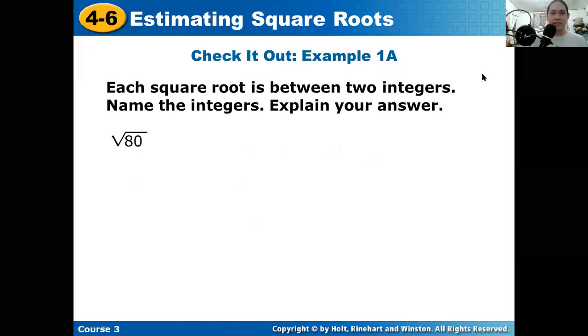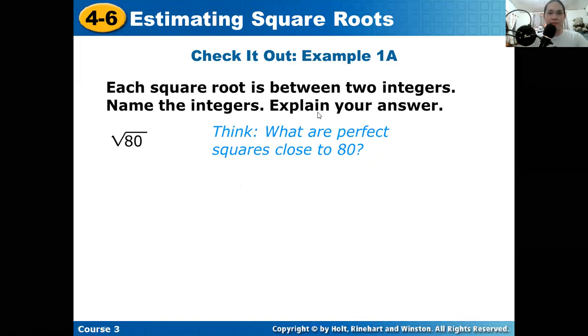So now another example, square root of 80. How will you estimate it? Okay, let's see. Think what are perfect squares close to 80. So we have 8 squared is equal to 64, and 64 is less than 80, right? The next perfect square close to 80 is 81 because 9 squared is equal to 81, and 81 is greater than 80, correct?